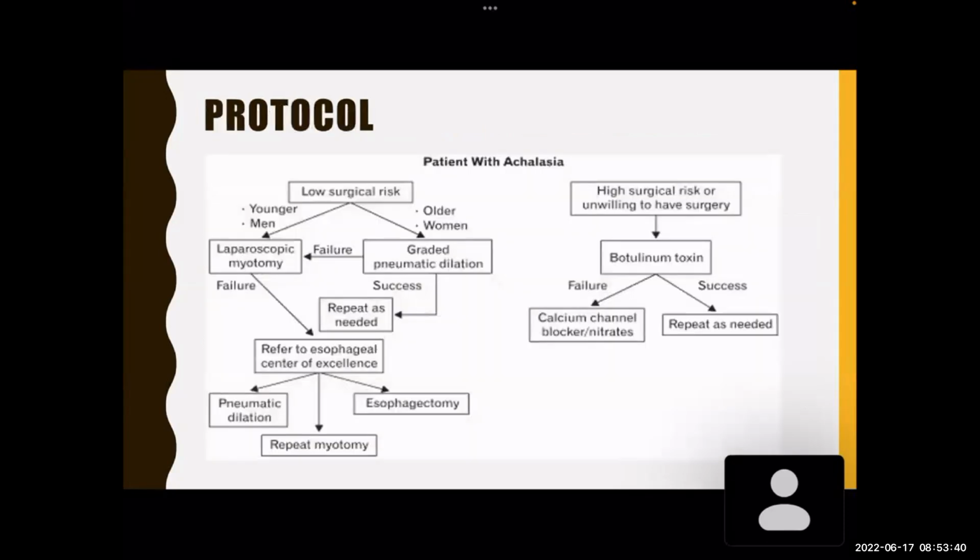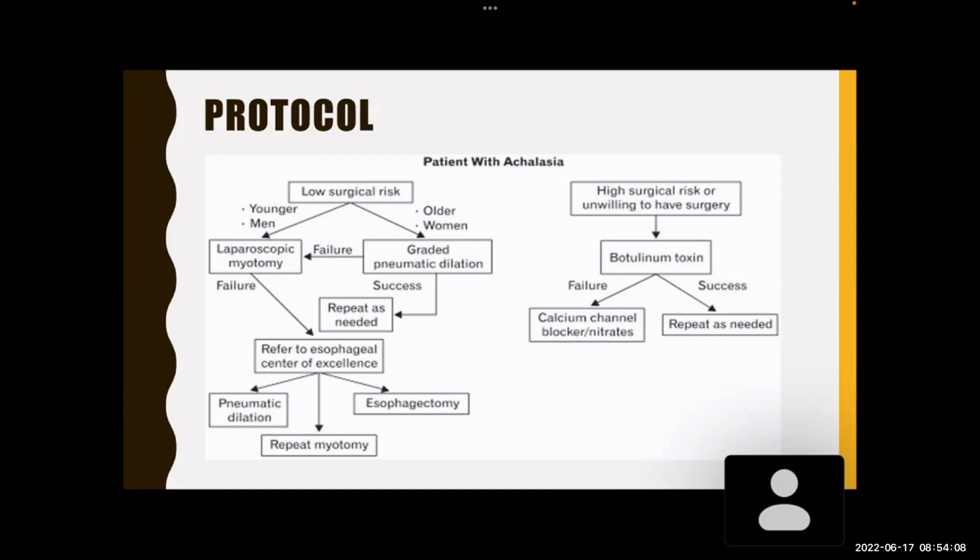So basically, this is the latest version, Shackelford's protocol. A patient with achalasia, if having low surgical risk, if a younger man, goes for laparoscopic myotomy. And if it fails, then we can go for pneumatic dilatation, or repeat myotomy, or esophagectomy if myotomy failed. Or if older, or in case of a woman, go for graded pneumatic dilatation. If it succeeds, continue with that. If it fails, then go to laparoscopic myotomy. If laparoscopic myotomy fails, then go for esophagectomy.